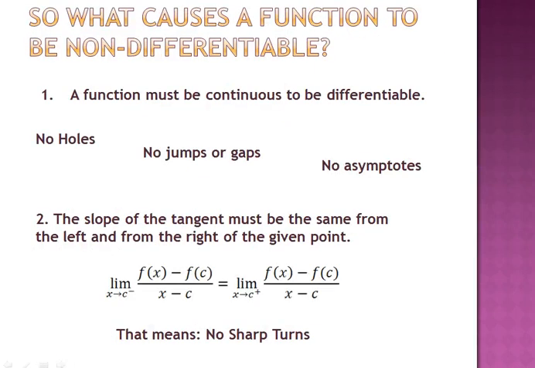A function must be continuous to be differentiable, which means it can't have any holes, jumps, gaps, no asymptotes. But the slope of the tangent must be the same on the left side as it is on the right side, which means we can't have any sharp turns which alter that slope so drastically. Let me show you what I mean.